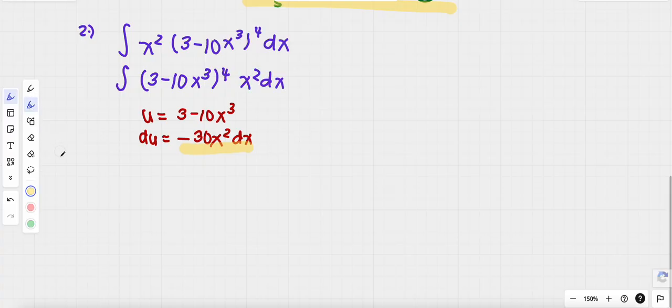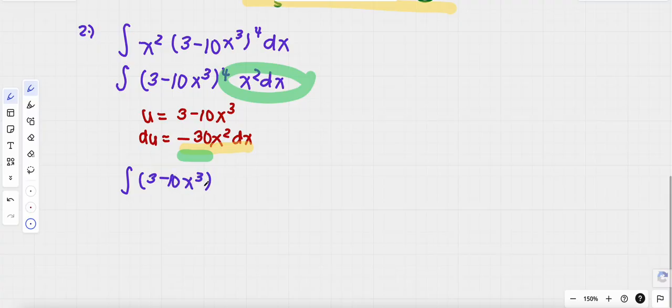Right? Since we have x squared dx, this is where we will try to neutralize, or rather multiply a factor to get negative 30x squared dx. At the same time, neutralize so that it would seem as if we didn't do anything to the original integral. Okay. So proceed. This will be the integral of 3 minus 10 x cubed raised to the power of 4. Now we will now multiply.